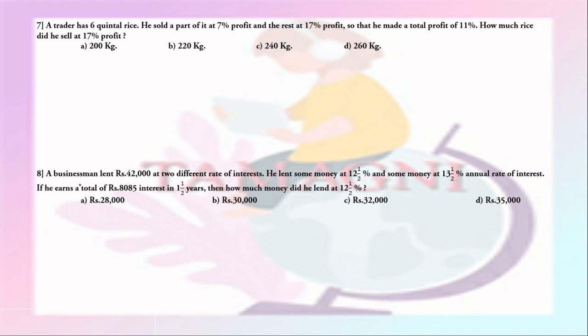Question number 8. A businessman lent rupees 42,000 at two different rates of interest. He lent some money at 12.5% and some money at 13.5% annual rate of interest. If he earns a total of rupees 8,085 interest in 1.5 years, then how much money did he lend at 12.5% of interest?